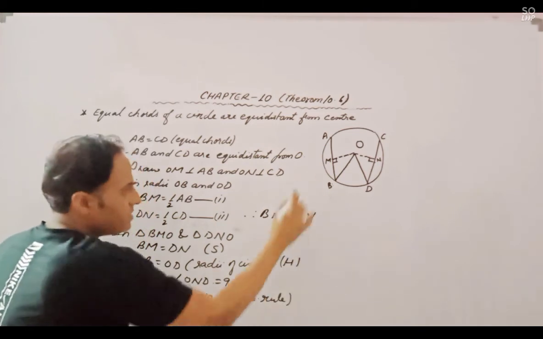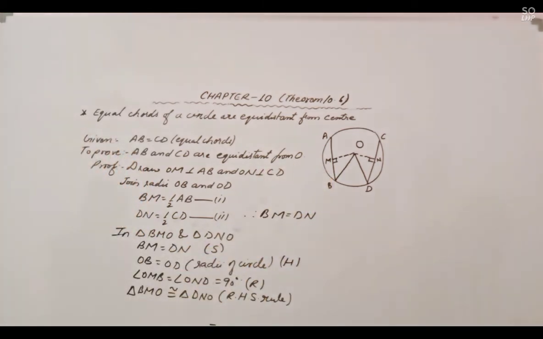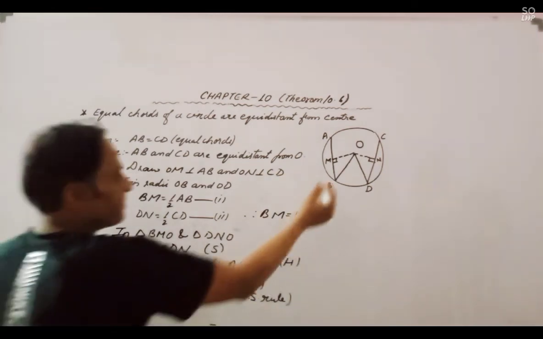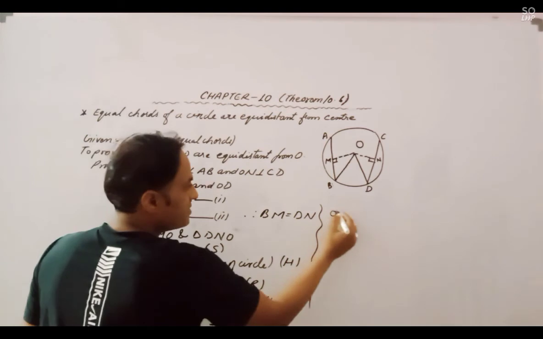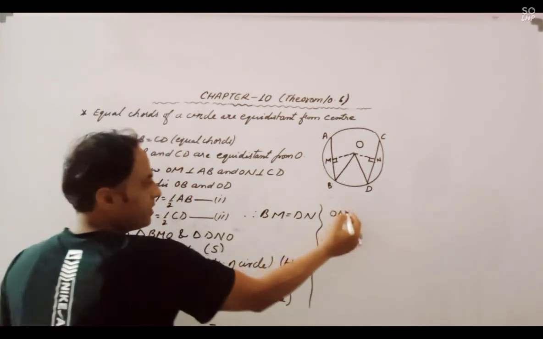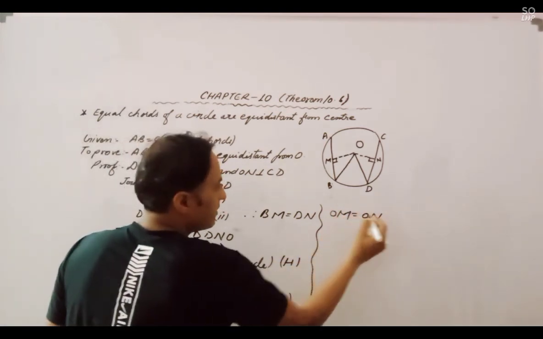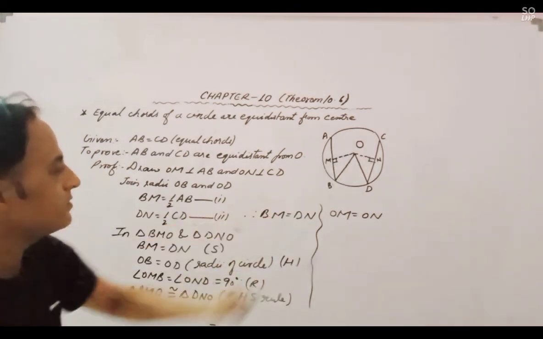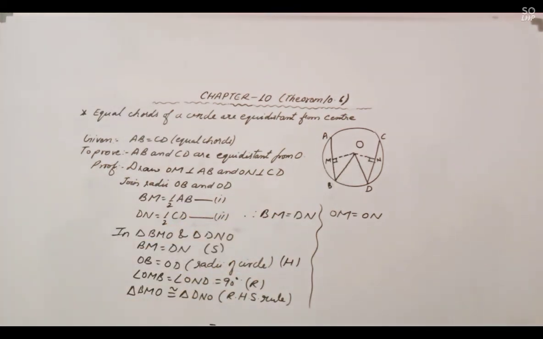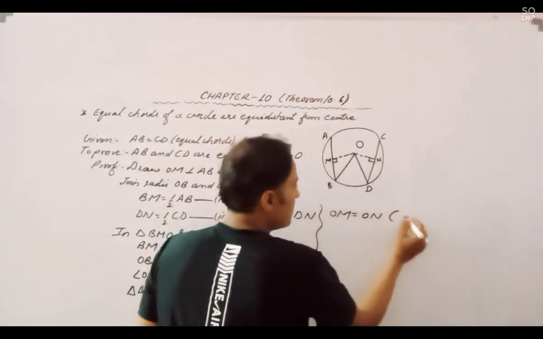Once we have proved this, we can say directly that distance OM, I am now writing the remaining portion here, is equal to distance ON, the distance from the center to the chord. Both these are equal. And once we have done that, we will write the property here, CPCT.